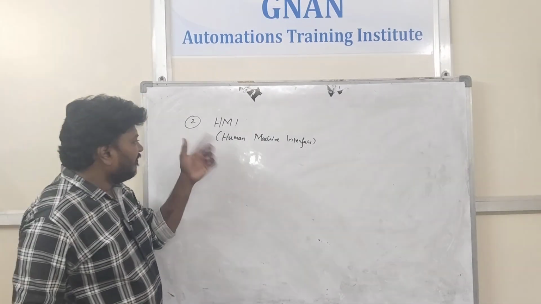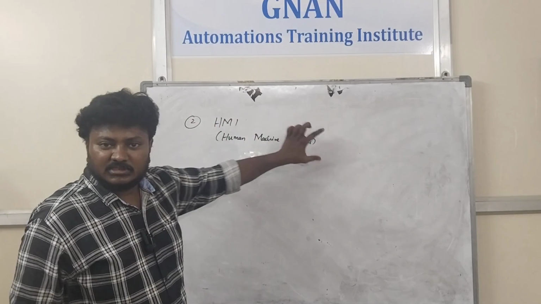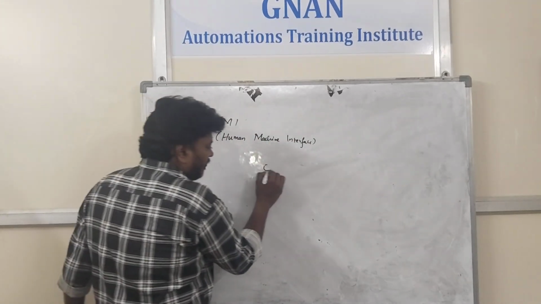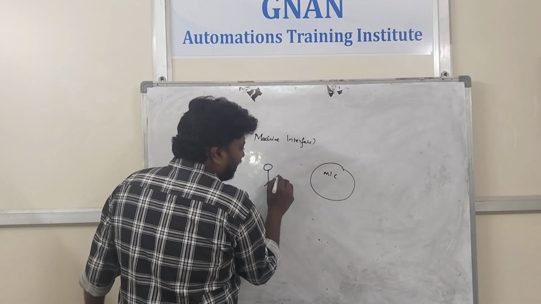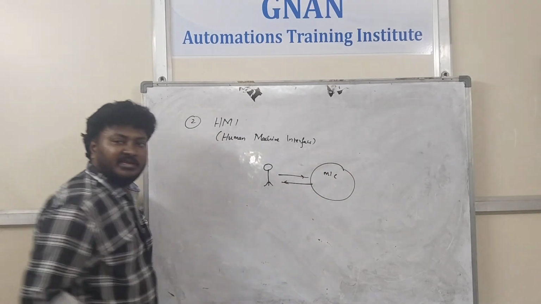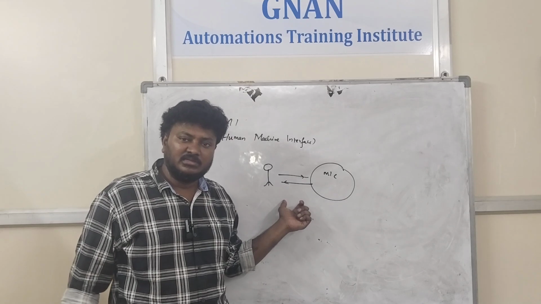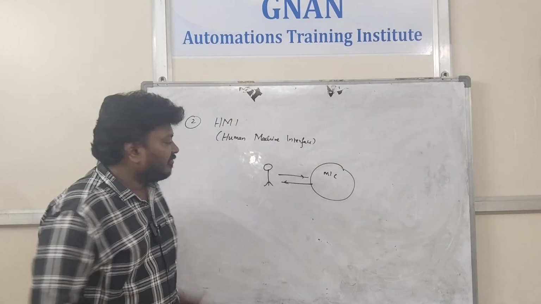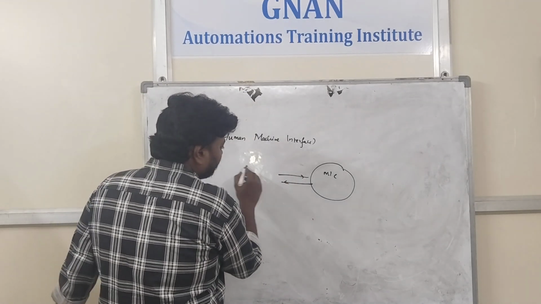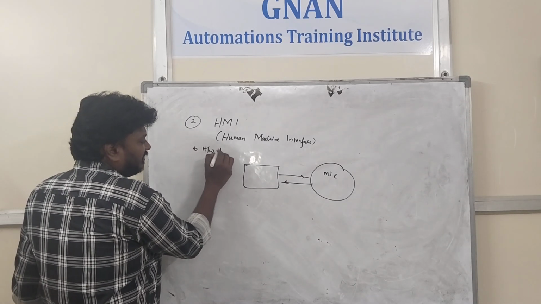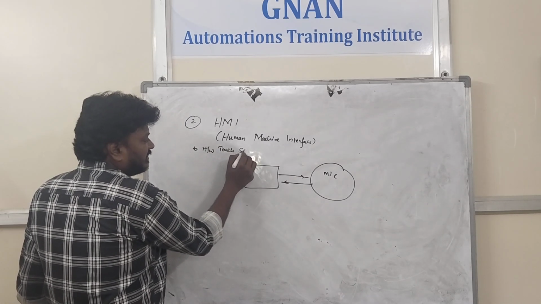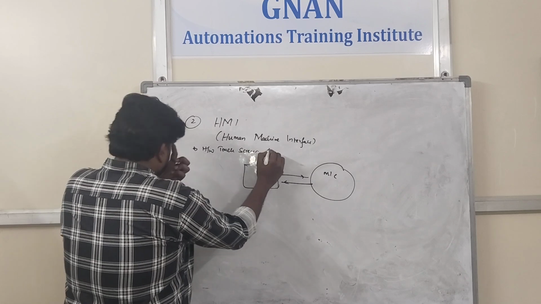In the name itself, we have human machine interface. That means an interlink, otherwise an interface, between human and machine. Interface is not only one direction, right? Both directions it should run, right? Let's say for example, HMI is also having the same thing, a hardware touchscreen device.